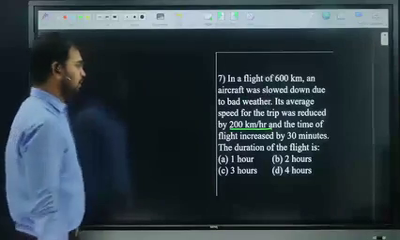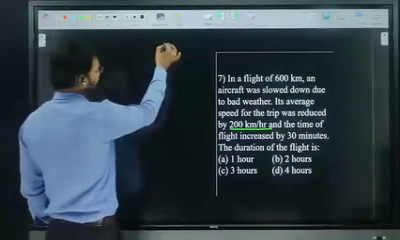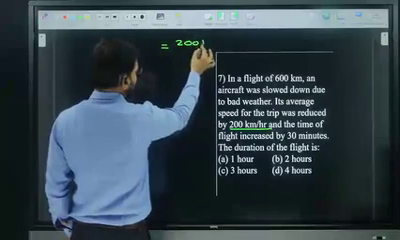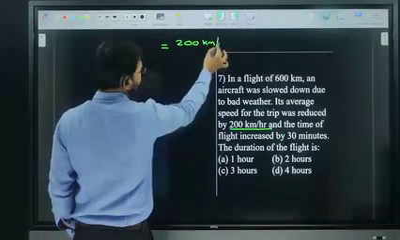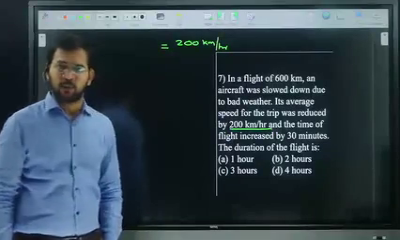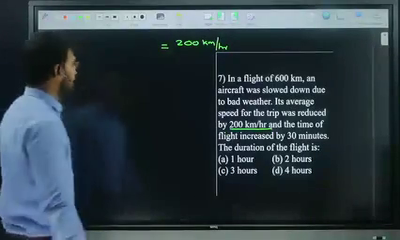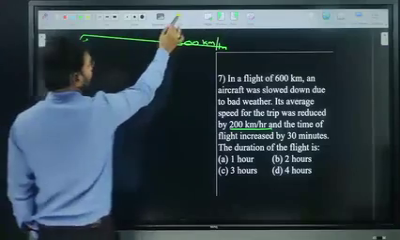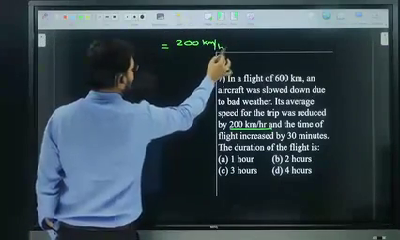Here, speed is reduced by 200 km per hour. Listen carefully here, Amma. Speed is reduced by what? 200 km per hour. The difference between the speeds, the original speed of the flight minus the speed due to bad weather, is 200 km per hour. But first of all, I don't know the original speed.